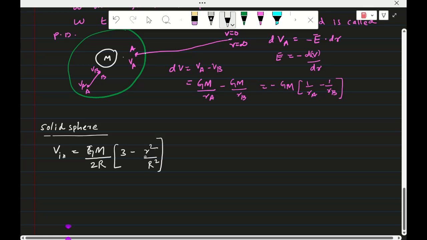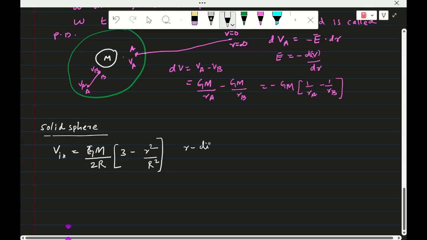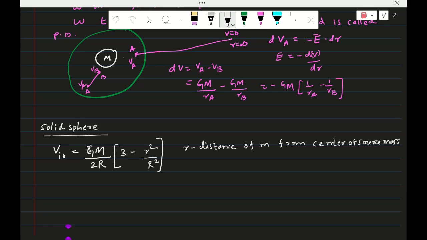So this is the distance of the point inside, r. Small r is the distance of the mass from the center of the source mass. The source mass is responsible for the field. So this mass I am bringing from infinity to that point. So that is equal to V inside, this is for a solid sphere.